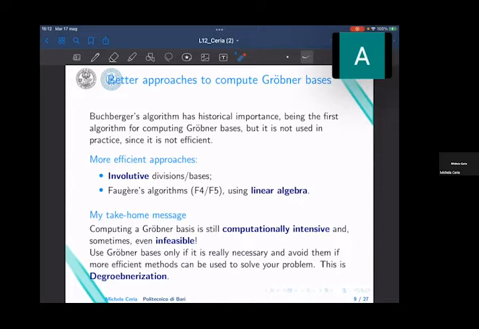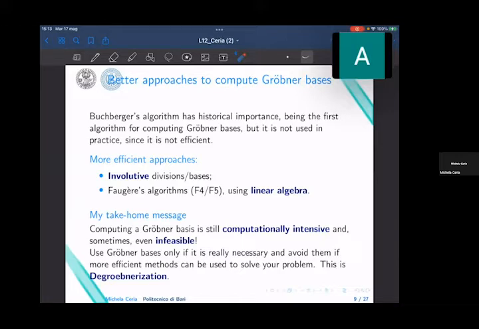Moreover, there are a lot of problems that classically have been solved by saying, if you have a Grobner basis of your ideal, you have the solution of your problem. But sometimes computing a Grobner basis is computationally intensive, sometimes it's infeasible, and moreover, sometimes it's useless, in the sense that it is possible to solve some problems without the use of Grobner bases. This leads to degrobnerization. So observe again your problems.